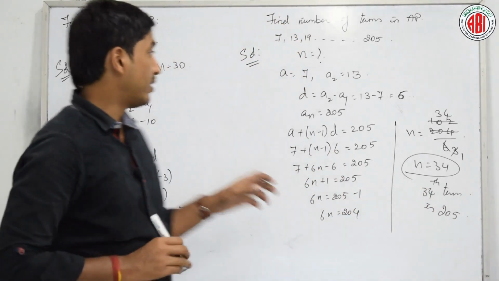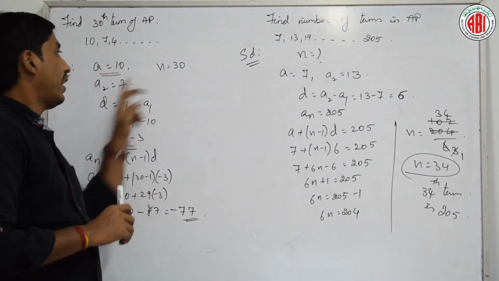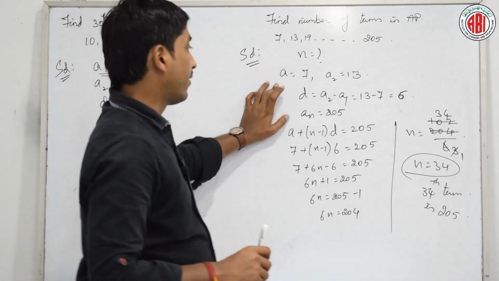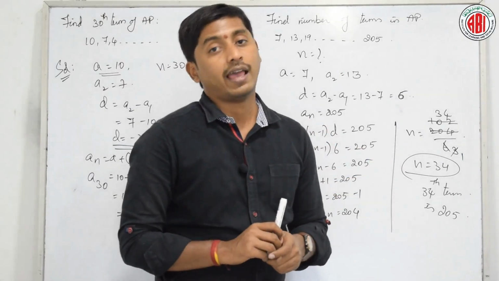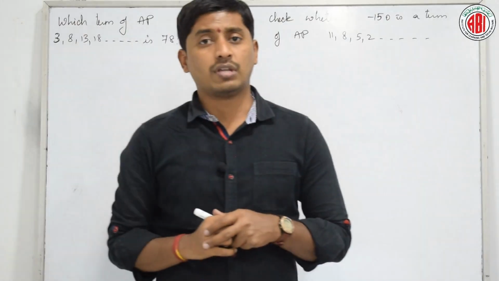Is it clear? What are the variables given here? a, d and an. Earlier, a, d and n were given, and he was asking us to find an. Here, a is given, d is given, an is given, and we have found out the value of n. Clear? Shall we move on to the next problem? Let's do it.